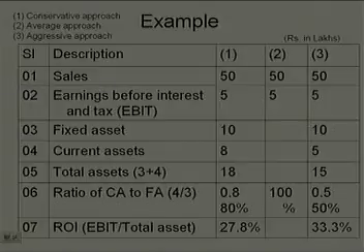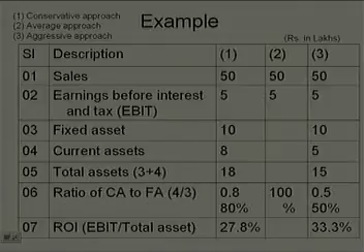So, you will find that column marked 1 is the conservative approach, column marked 2 is the average approach, and column marked 3 is the aggressive approach. Let us assume that the sales figure in all three cases is the same, 50 lakhs, that is equal to 5 million. Now, let us assume that the earnings before interest and taxes are the same, 5 lakhs, in all the cases.